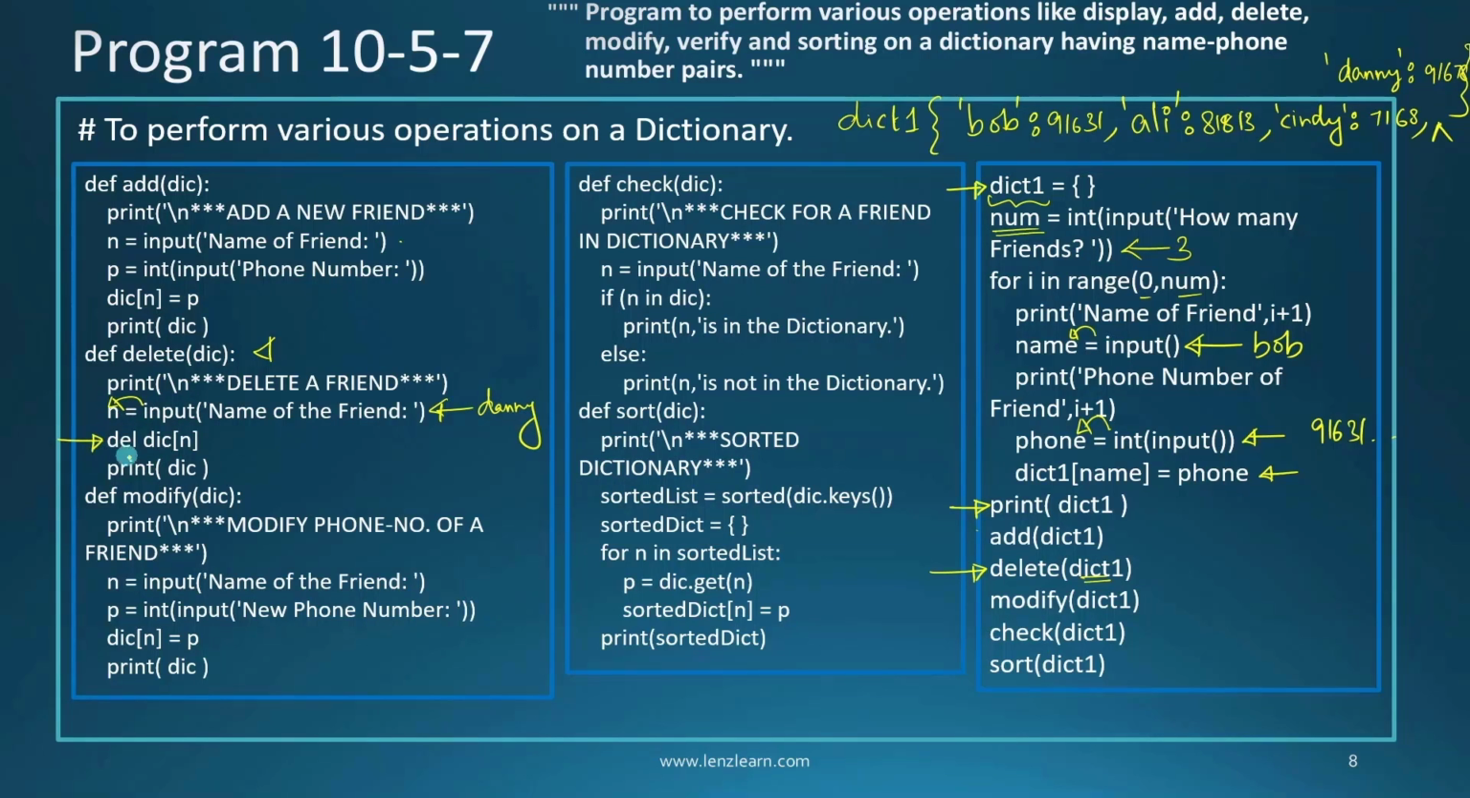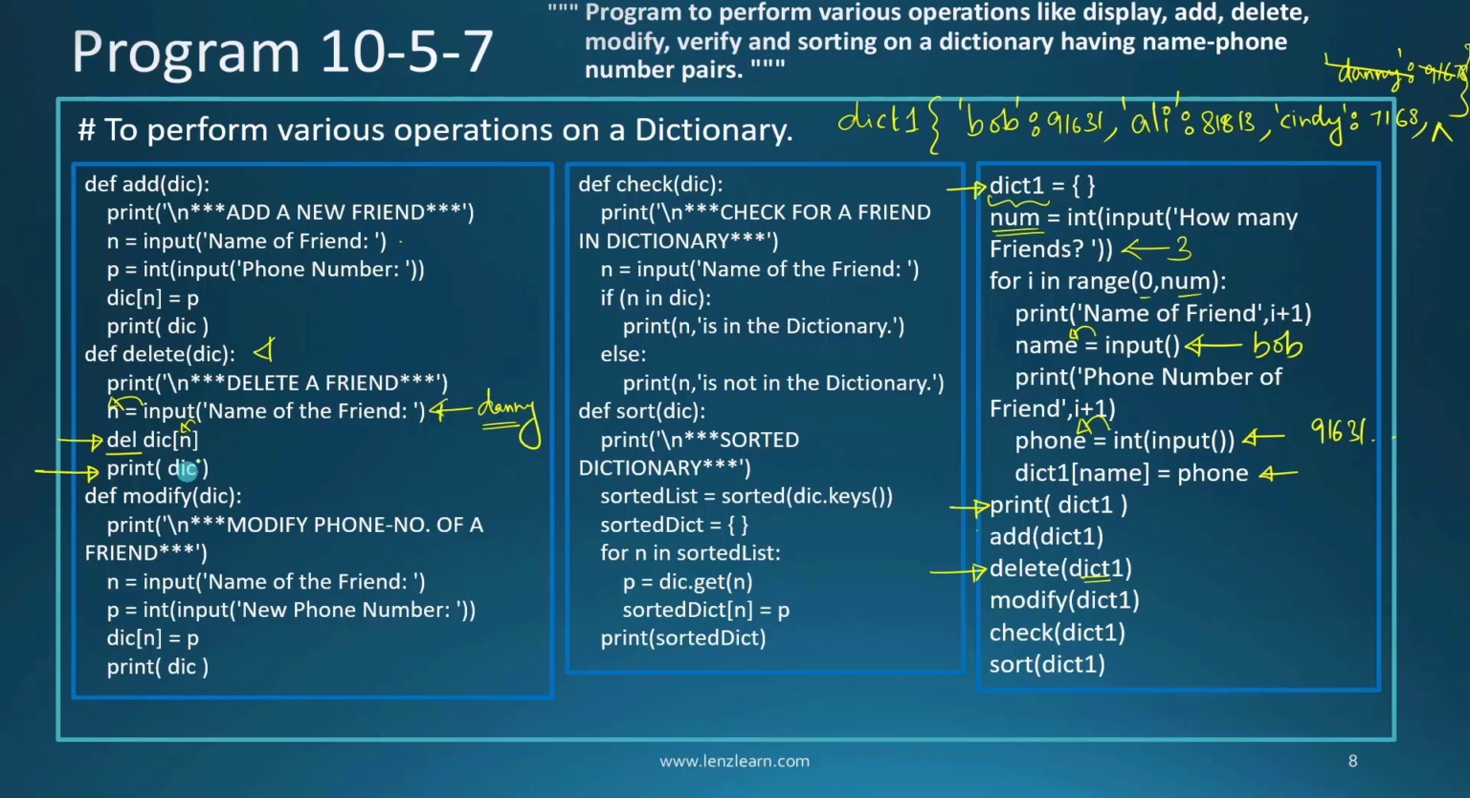After that I will call a built-in function del which we have studied before to delete the key value pair using the value stored inside N. So what is stored inside N? That is Danny. So now this will delete the entire item for Danny and his mobile number from the dictionary. And after that when you print the dictionary, you will see only 3 friends record in it: Bob, Ali and Cindy, because we have deleted Danny.